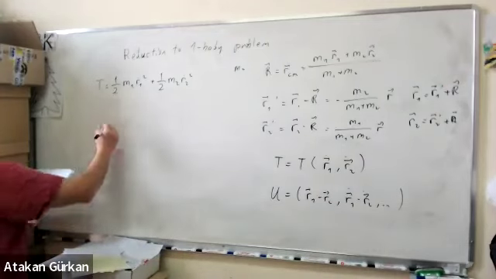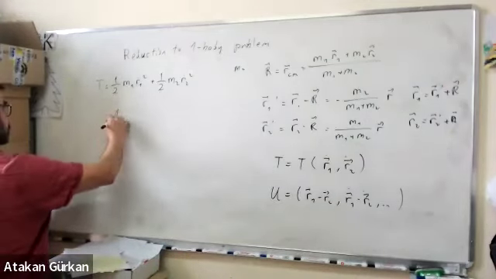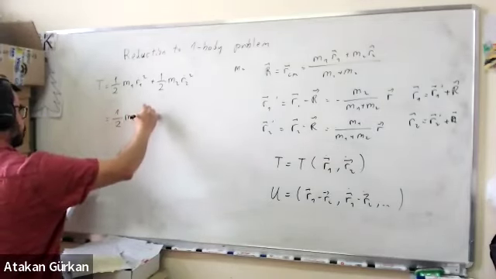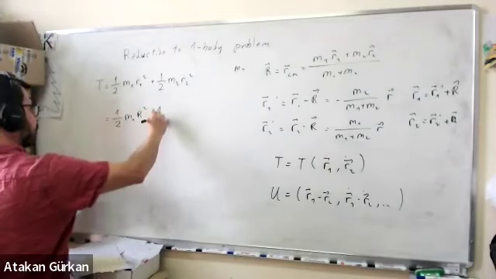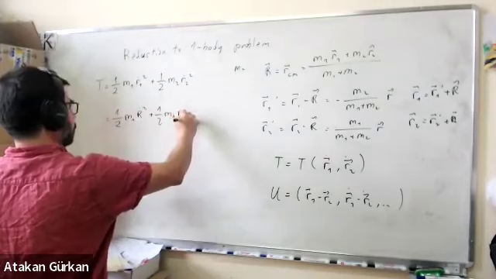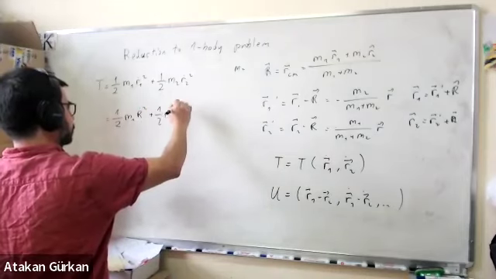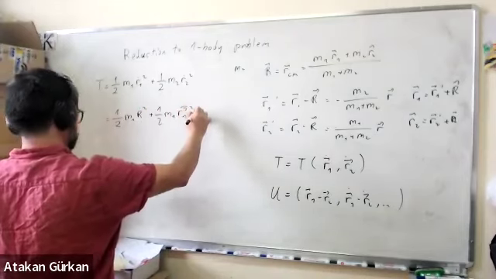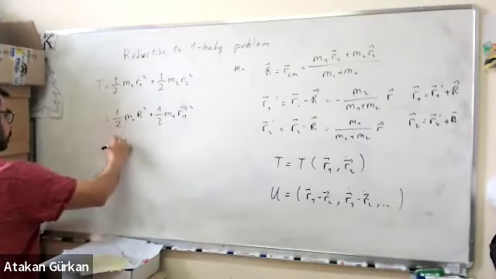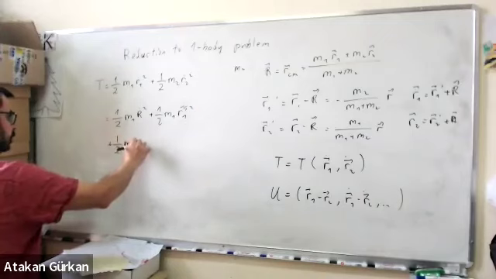What I'm going to get is a half M1 R dot squared plus a half M1 R1 prime dot squared. But this is getting a little bit complicated. I will just reread them for you.